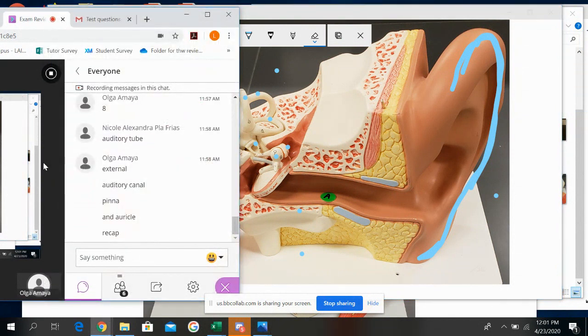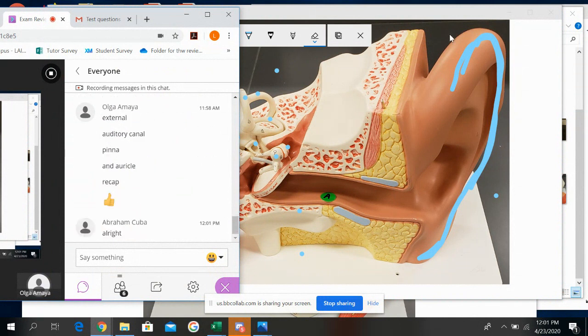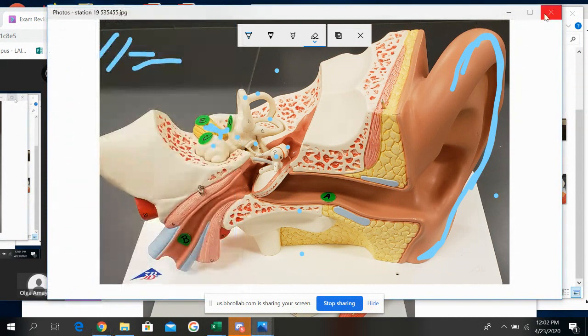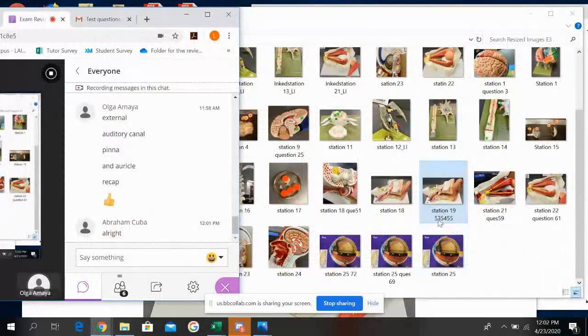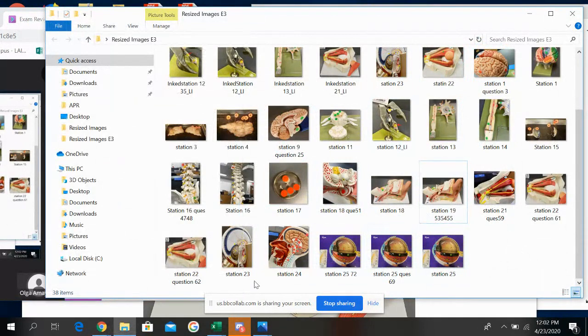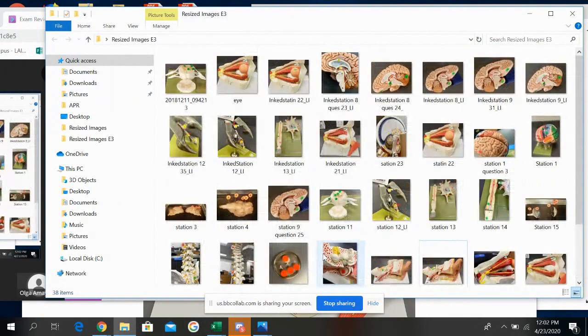We good? Awesome. Okay, so now let's get into the brain. All right, so many pictures of the brain.